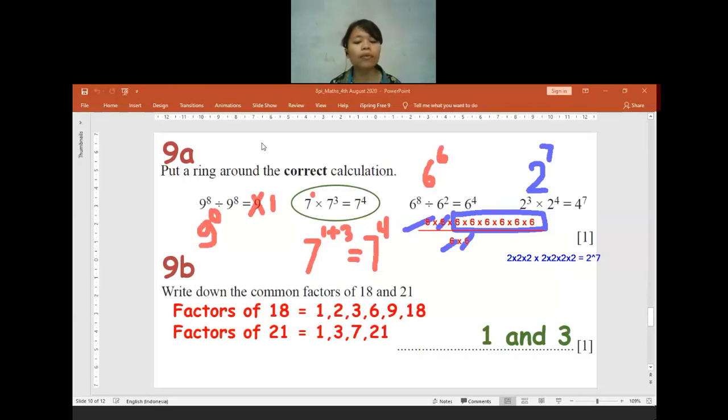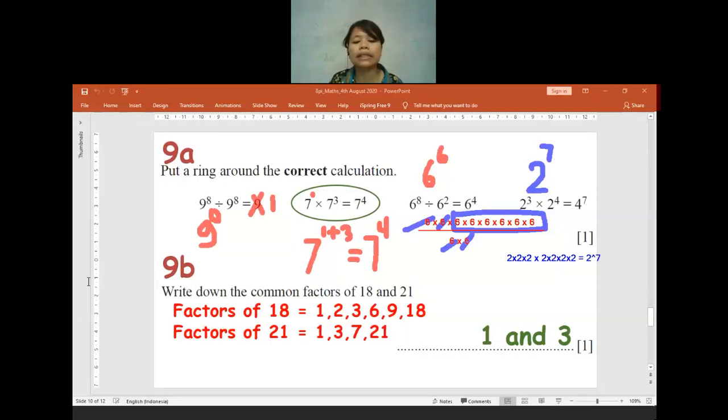Write down the common factors of 18 and 21. If it is only factors, we can pick any number, as long as when I multiply them, it will be equal to 18. So 1 times 18, 2 times 9, 3 times 6. That's all of the possible multiplications that make 18. So the factors of 18 will be 1, 2, 3, 6, 9, and 18. Factors of 21 will be 1, 3, 7 and 21.